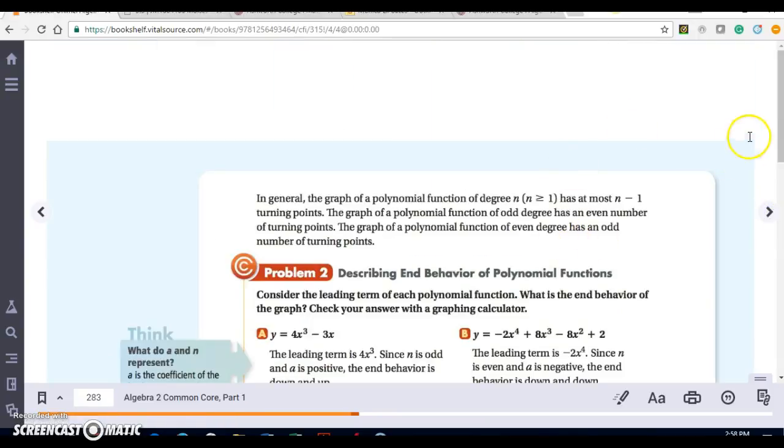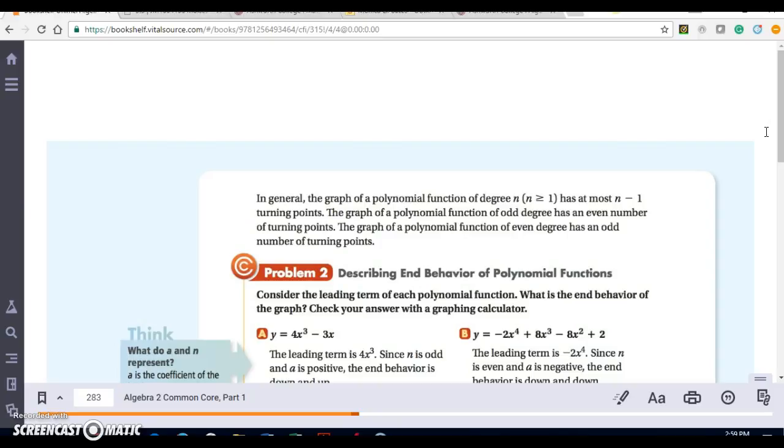All right. In general, the graph of a polynomial function with degree n, where n is greater than or equal to 1, has at most n minus 1 turning points. So that is the maximum number of turning points it can have, the degree minus 1. The graph of a polynomial function with odd degree has an even number of turning points, and a graph of a polynomial function of even degree has an odd number of turning points. Okay, I'm sorry, going too fast.